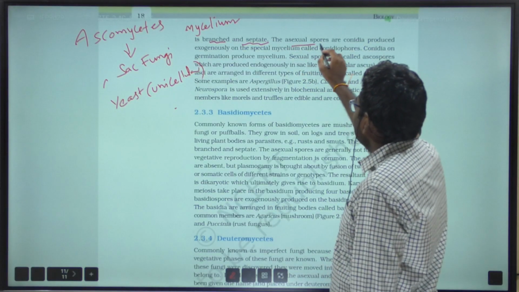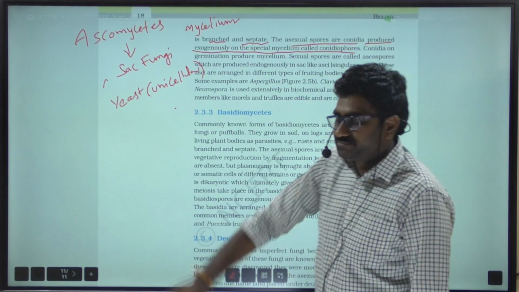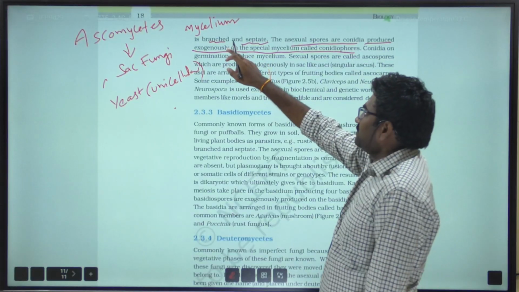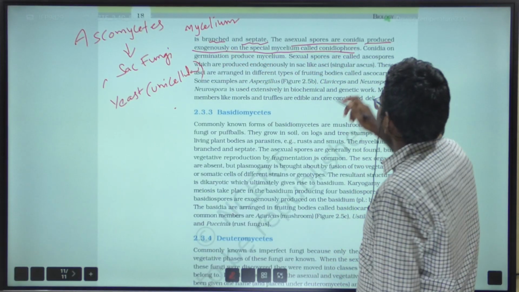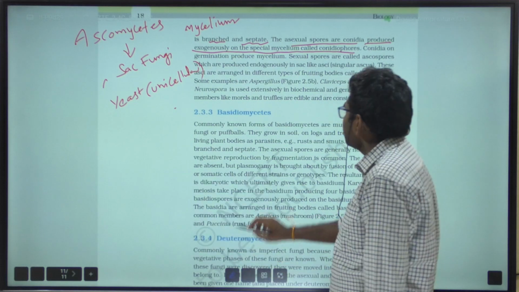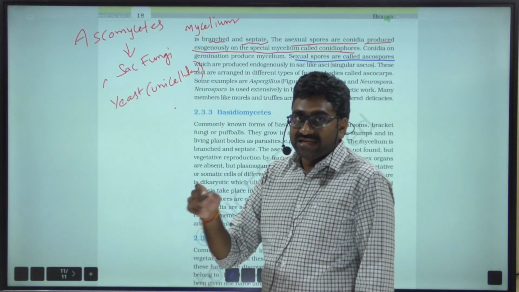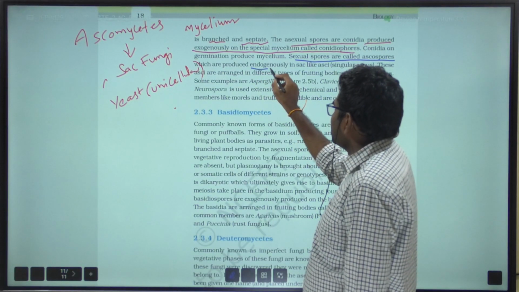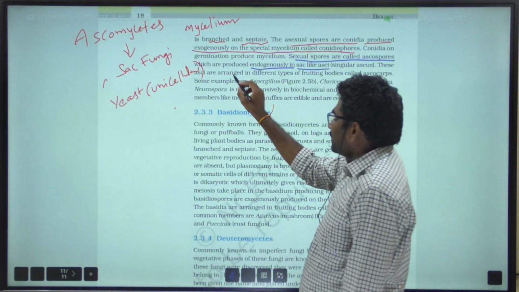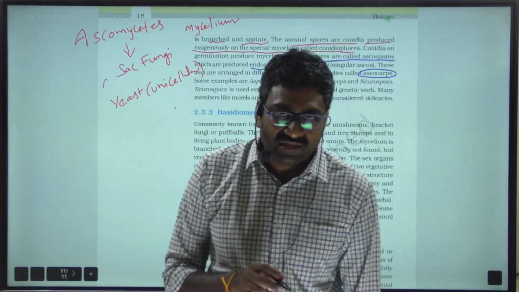The asexual spores are conidia, produced exogenously on special mycelium called conidiophores. Conidia on germination produce mycelium. Sexual spores are called ascospores, which are produced endogenously in sac-like asci, and these are arranged in different types of fruiting bodies called ascocarps. The fruiting bodies in Ascomycetes are called ascocarps.